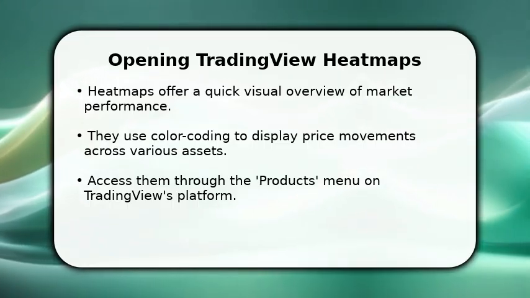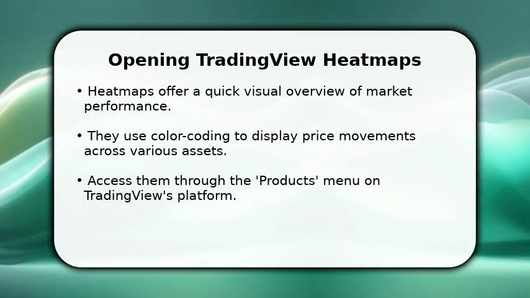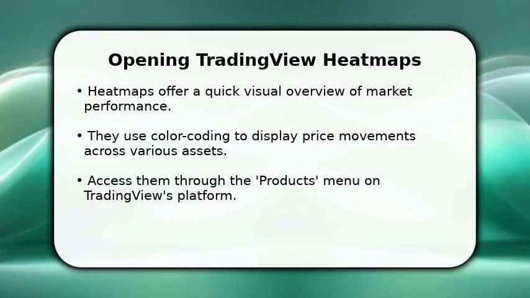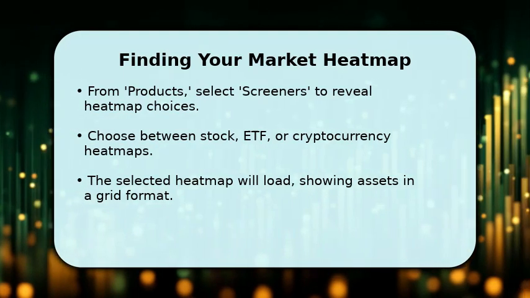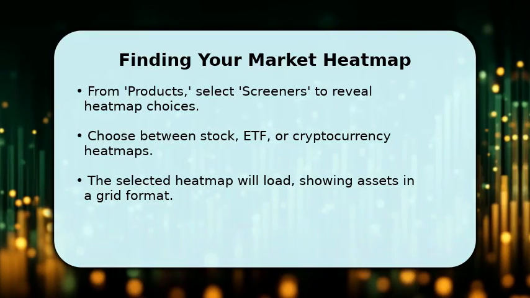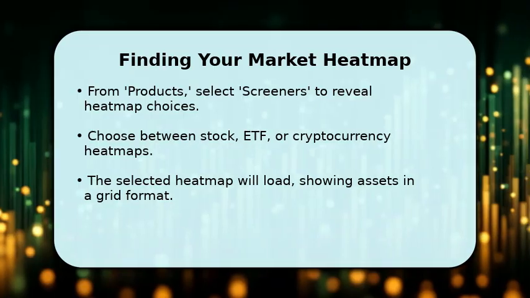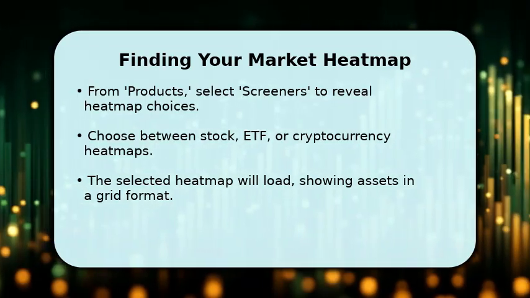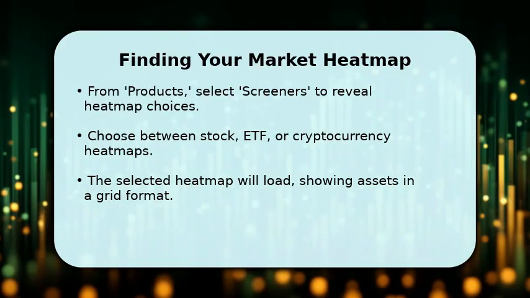Once logged in, you will navigate to the Products section, usually found at the top of the page, to find the heat map options easily. After clicking on Products, you will see a drop-down menu. From there, select Screeners, which will then present you with several heat map options. You can choose a heat map specifically for stocks, exchange-traded funds, or cryptocurrencies, depending on your interest.